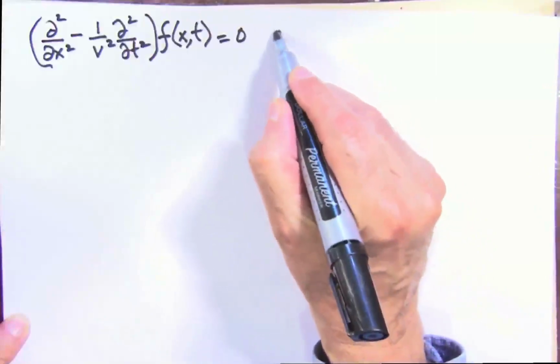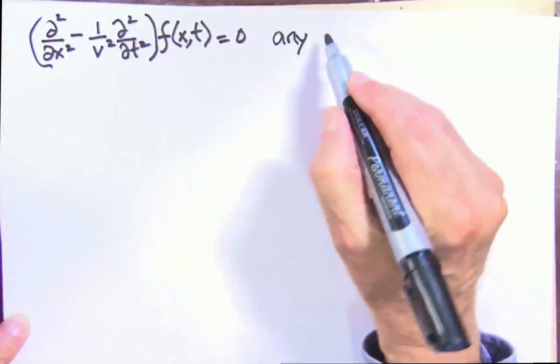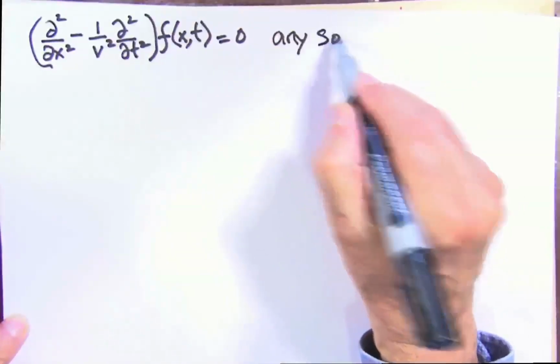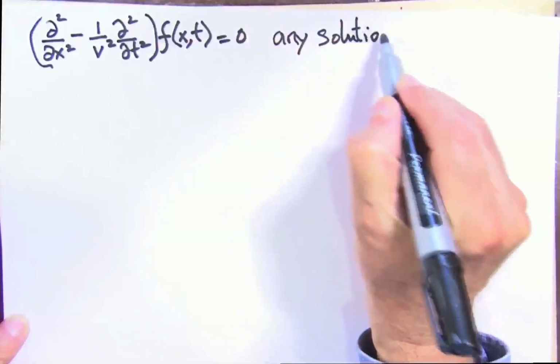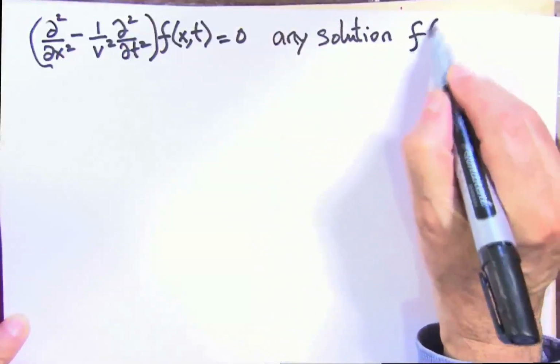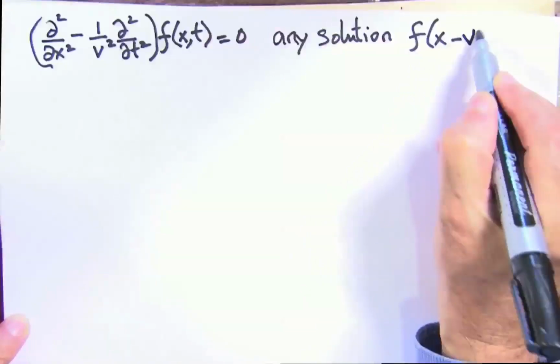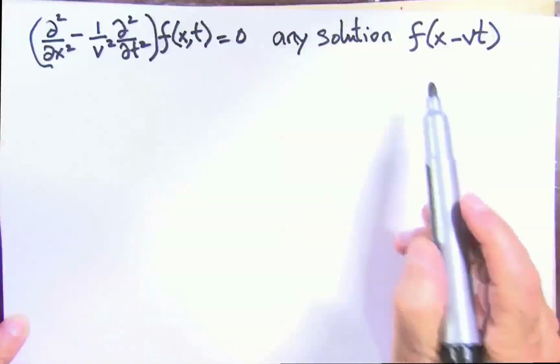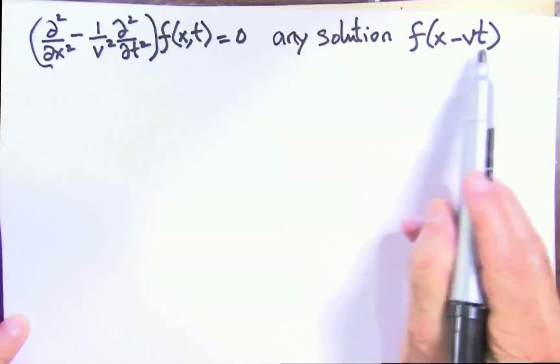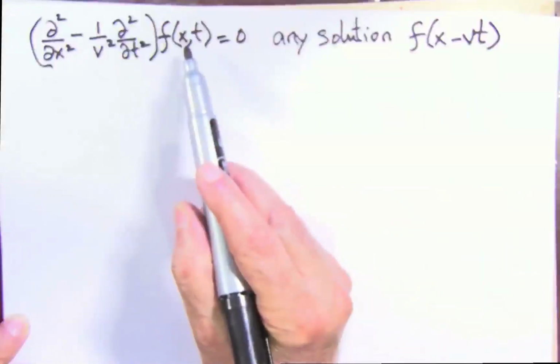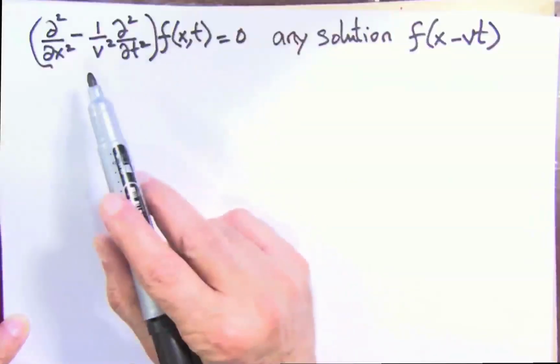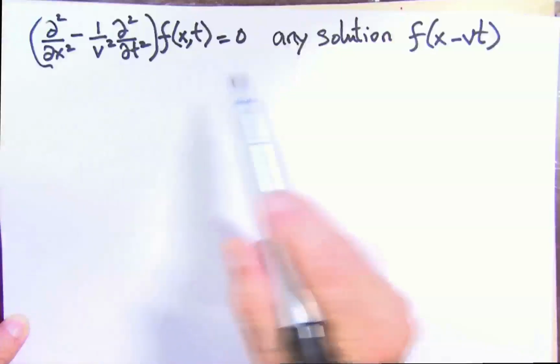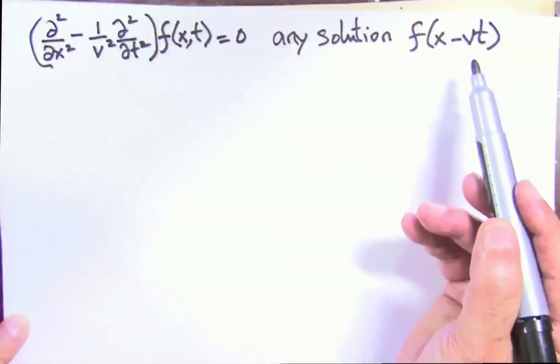Now, any solution has to have the form f of x minus vt. And I showed that by simply substituting this in here. And if you recall how we took partial derivatives, well, that's the solution.